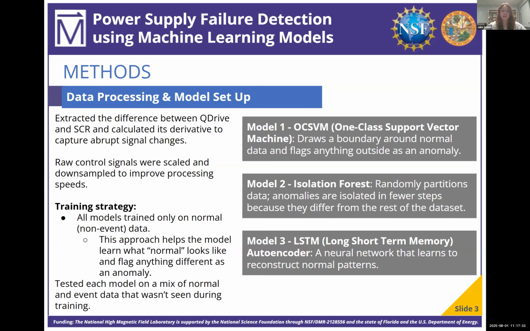The way we set up everything is we pre-processed all the signals by scaling and downsampling them. Then we trained and tested the models on a mix of normal and event data, including nearly 9 months' worth of power supply data, which my mentor and co-mentor very graciously combed through and prepared for me.